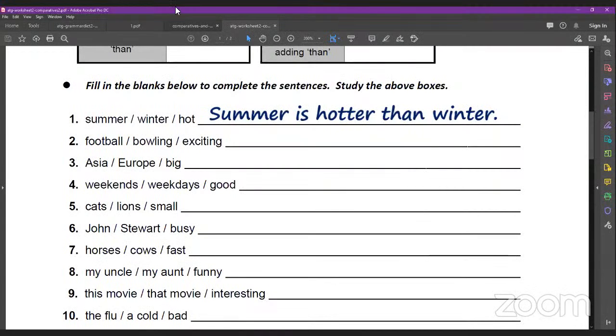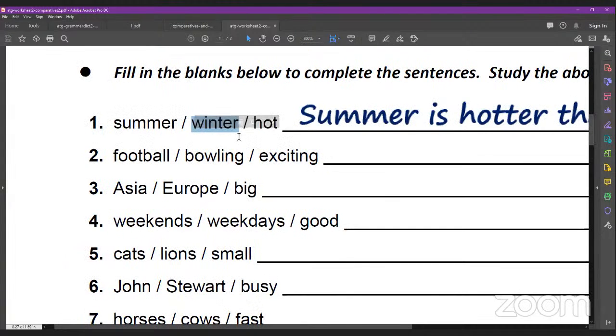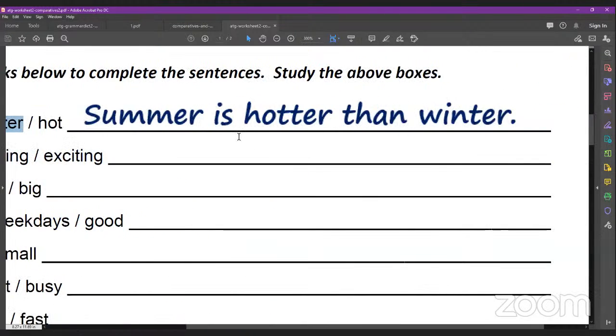Next activity about comparatives. In this activity, we have three different prompts. Prompts are these words. Summer, winter, and the adjective is hot. So that means that we're going to compare these two seasons, summer and winter. Now, look at the example. Summer is hotter than winter.